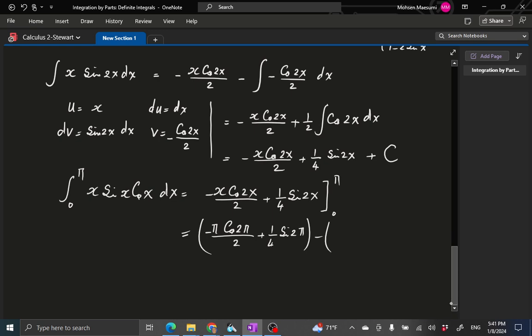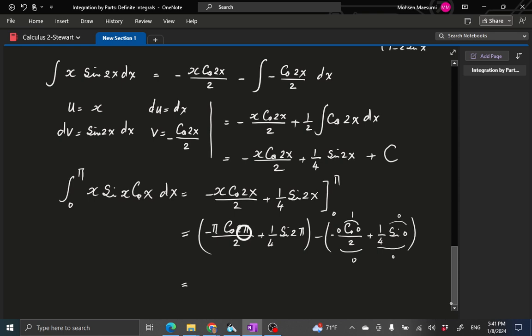0 minus 0 cosine of twice 0, 1/4 of sine of twice 0 is just 0. Now remember, cosine of 0 is 1, but since we multiplied by 0, this whole thing is 0. Sine of 0 is also 0, so we got lucky that everything in the second contribution became 0, nothing significant there.